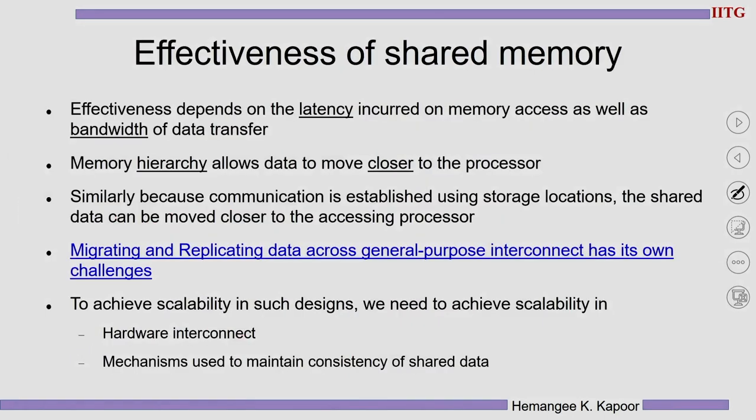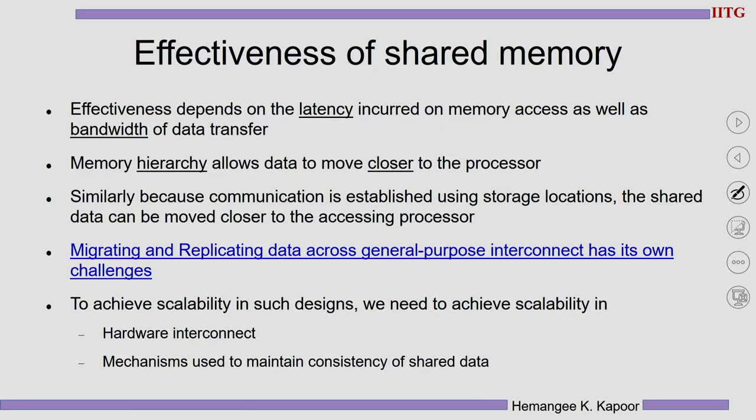So this shared memory paradigm is effective if I have faster memory access, that is, the latency is low, and good bandwidth of data transfer. Memory hierarchy is definitely helping us here, because the memory hierarchy philosophy says that we should bring the data we want to use closer to the compute node. For example, in a uniprocessor system, it comes from the disk to the main memory, to the cache, and then stays in the first level caches or any cache on the chip so that the accesses are faster. So essentially, I am bringing the data closer to the compute.